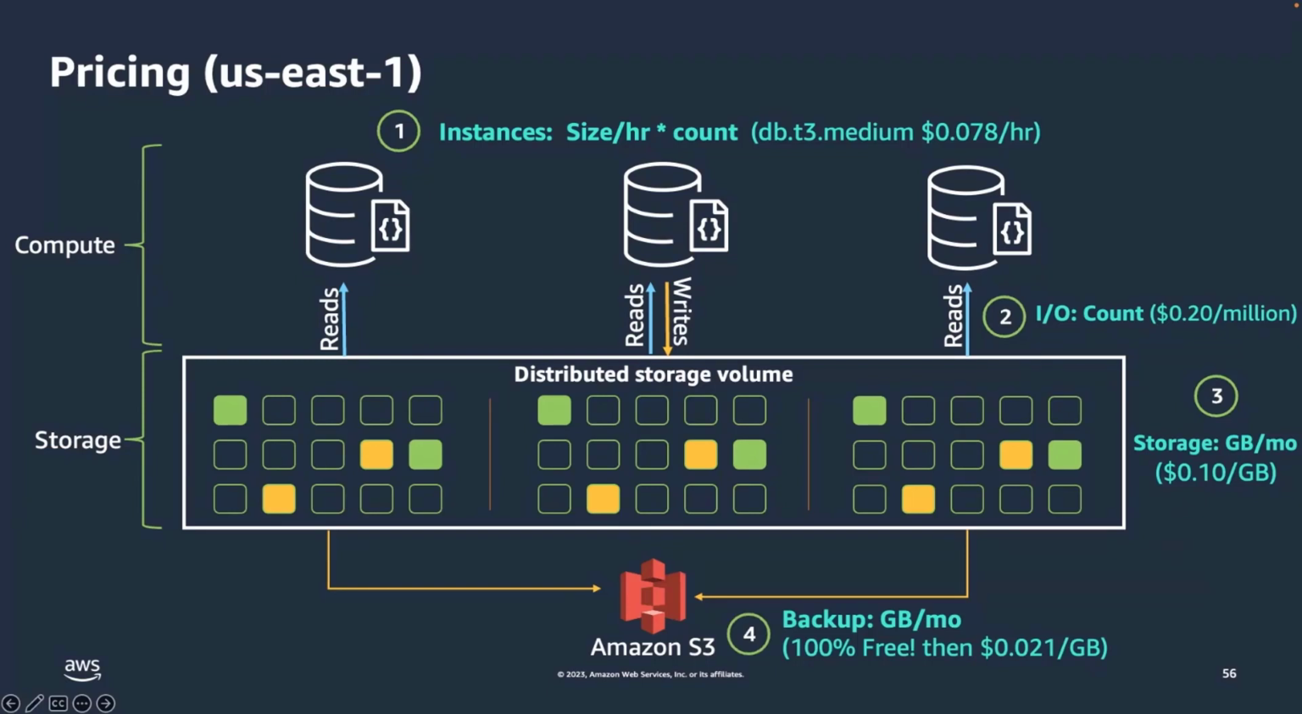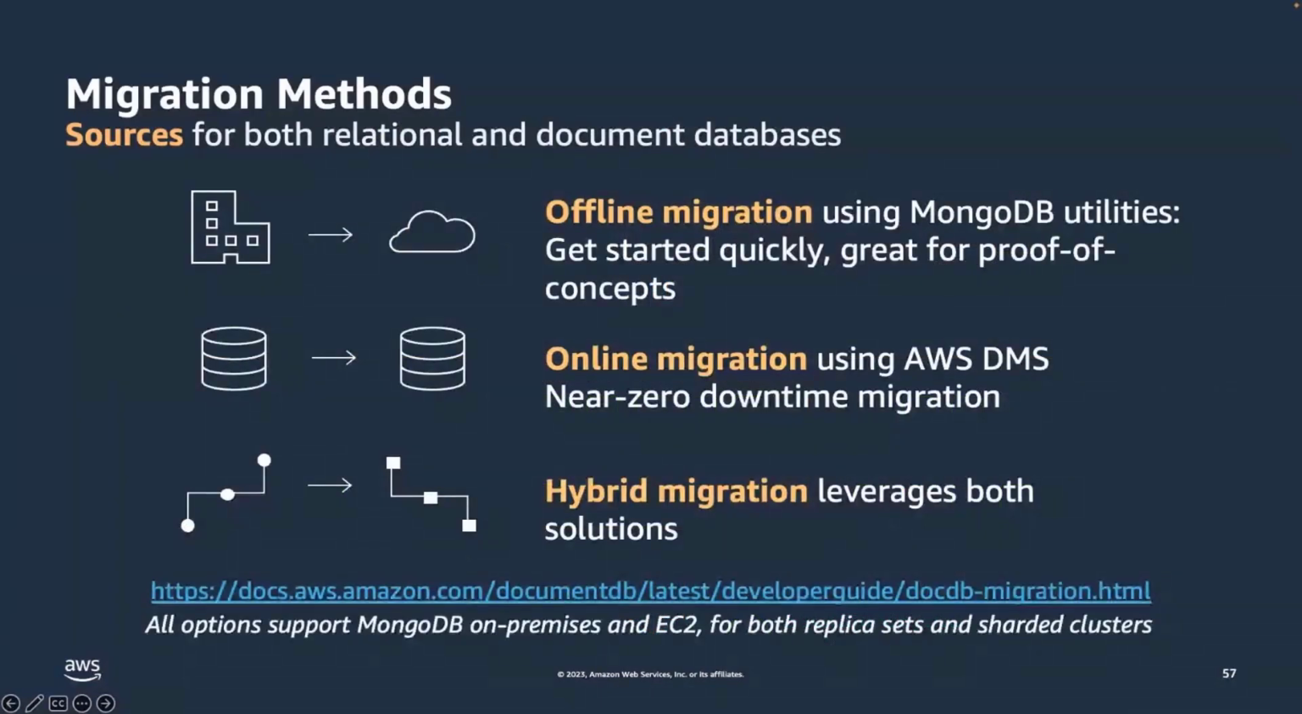The fourth dimension is backups. Backups are free with Amazon DocumentDB up until the size of your data set. So if your data set is 10 terabytes, you have the ability to do 10 terabytes of backups for free. And again, these have no impact on your cluster and they consume 0 IO or compute resources when you're running backups on DocumentDB.